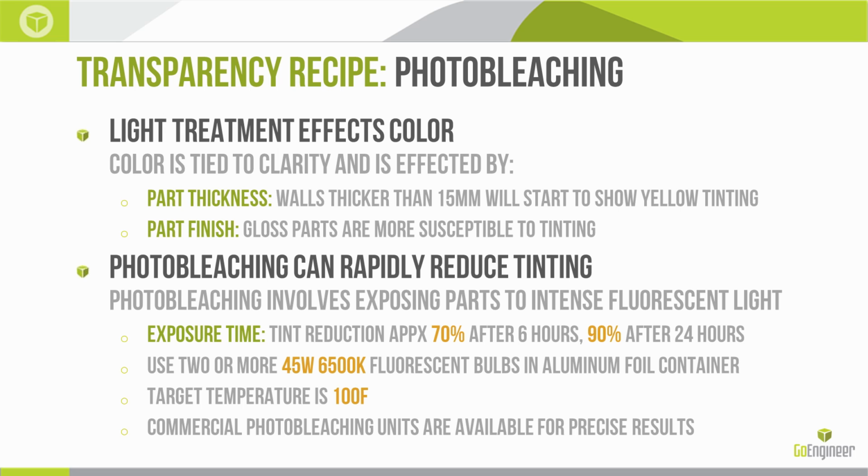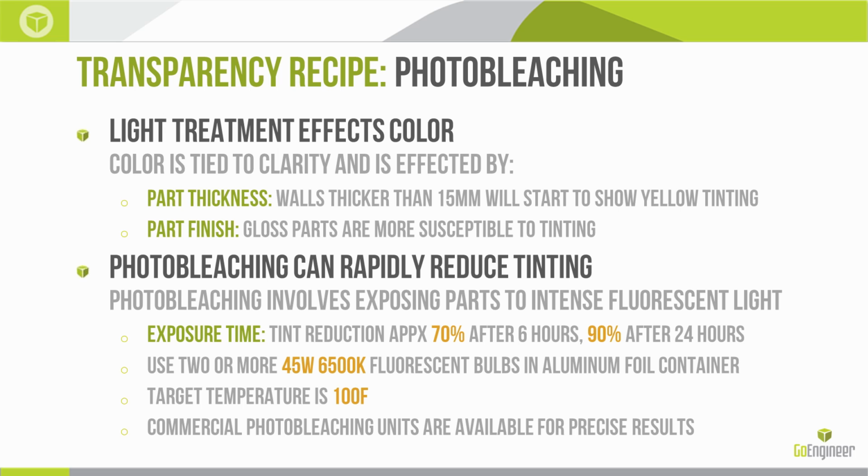Photo bleaching is a way to deal with this tinting. The tinting naturally goes away over time, but we can reduce the amount of time or really rapidly remove that tinting by exposing these parts to fluorescent light. That's all this really is. You can see here the numbers. 6 hours of exposure, you're about 70% less tint. 24 hours of exposure, you're at about 90% less tint. We have just a little do-it-yourself setup here that I'm going to show a picture of soon, and this is the most common way to deal with this.